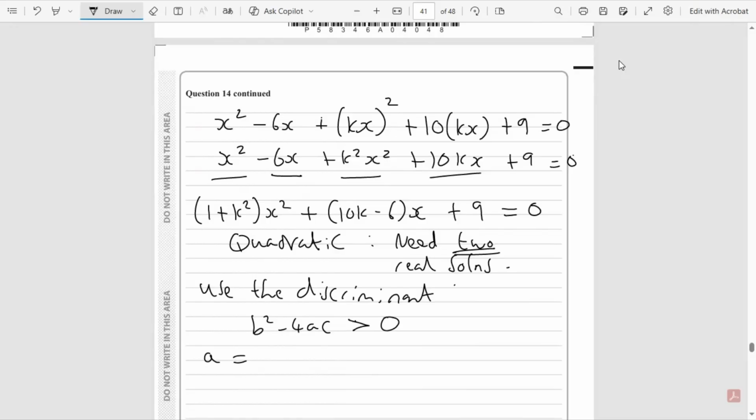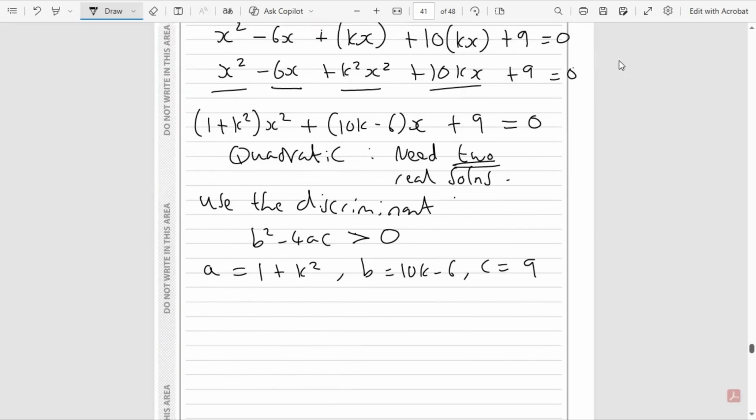So what would a be with this quadratic? Well, a would be the coefficient of x squared, so 1 plus k squared. B would be the coefficient of x, so 10k minus 6, and C would be the 9, the constant at the end there. Now let's sub into our discriminant. So we need b squared, which is (10k minus 6) squared, minus 4 times a, (1 plus k squared), and then times by 9, which is c. Again, we need that to be bigger than 0.